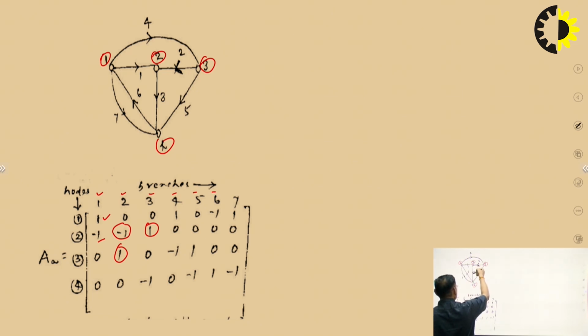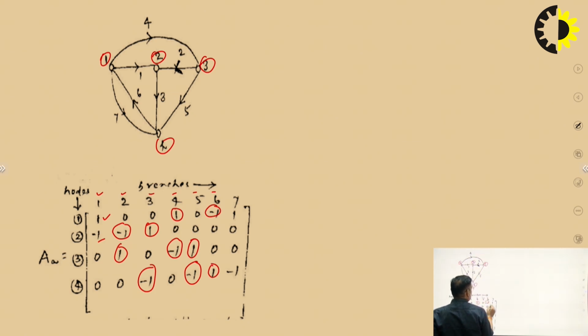Branch 3 is away from 2, so it is plus, towards 4 it is minus. Branch 4 is away from 1, so it is plus 1, towards 3, so it is minus 1. Branch 5 is away from 3, so it is plus, and towards 4 it is minus 1. Branch 6 is towards 1, so it is minus 1, and away from 4, so it is 1. And for branch 7, we can see that it is away from 1, so it is plus 1, and towards 4 it is minus 1. And we can see that the summation of each column is 0, 0, 0, 0, 0, 0.